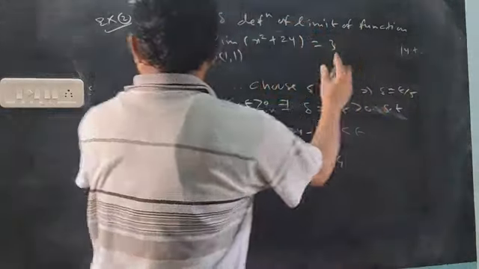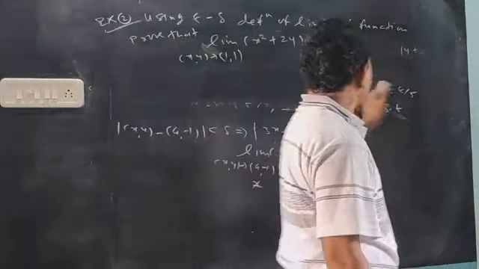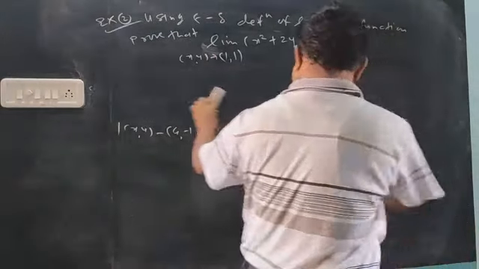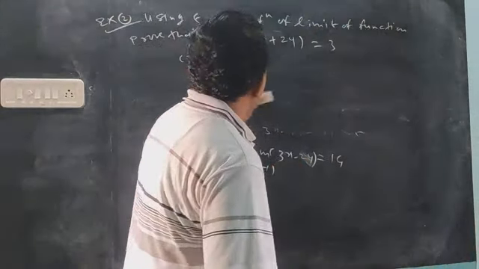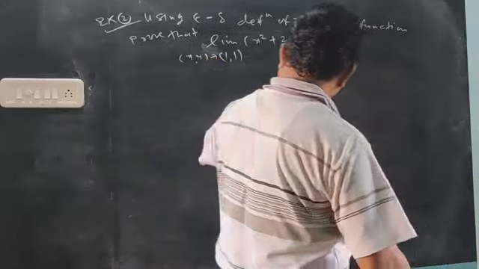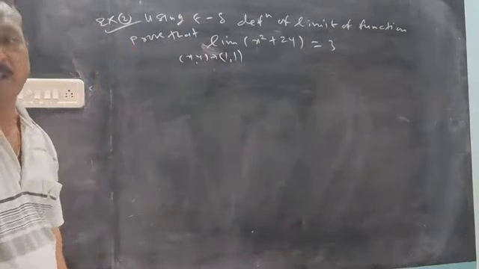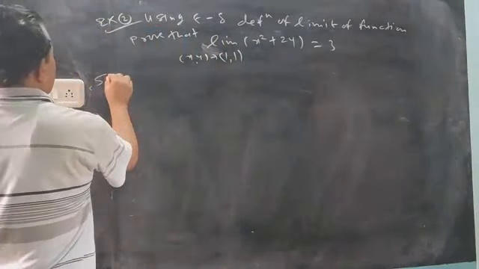No, that is not the question. The question is to verify the limit of the function by definition. The definition is epsilon delta. We have to verify using the epsilon delta definition. So it is the same technique as our previous problem.